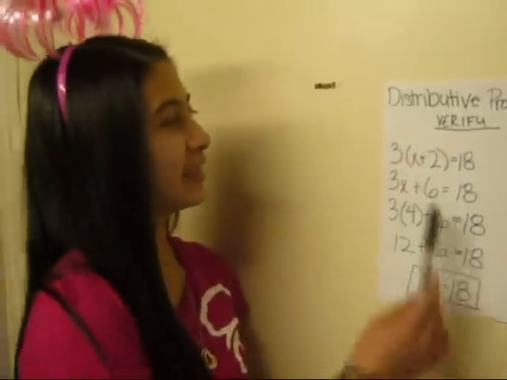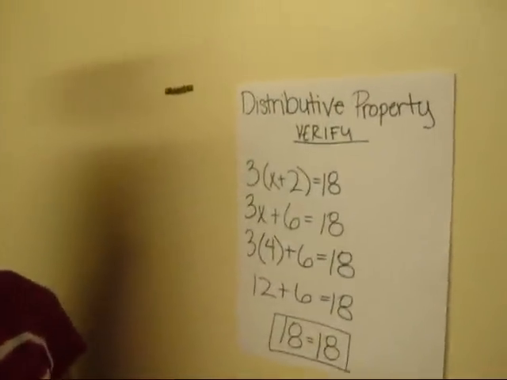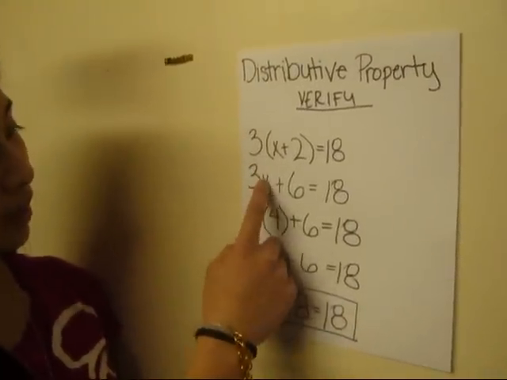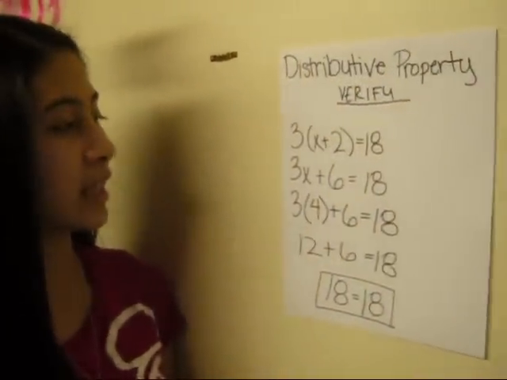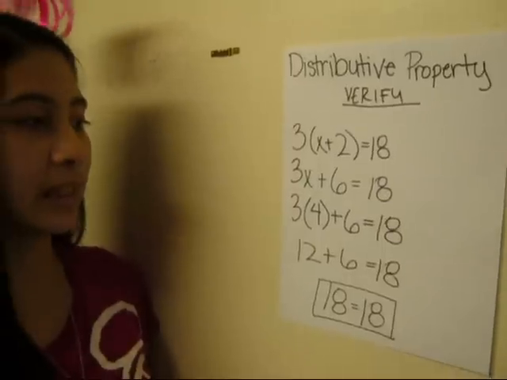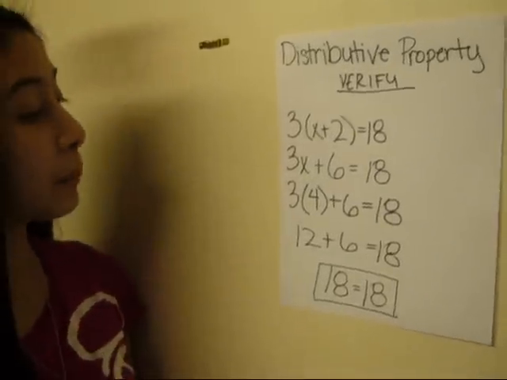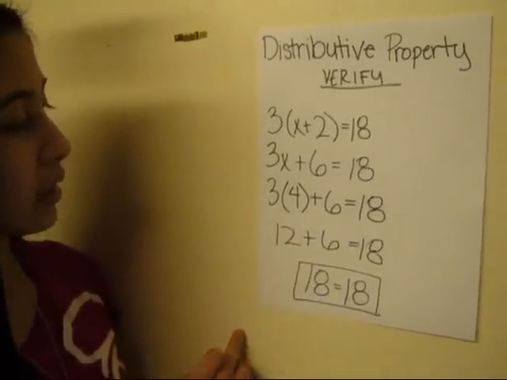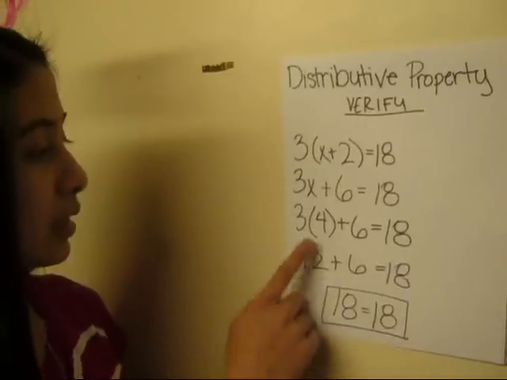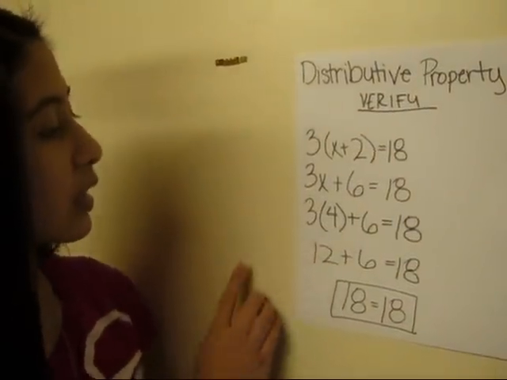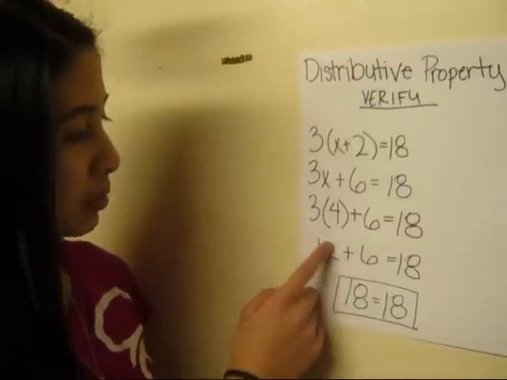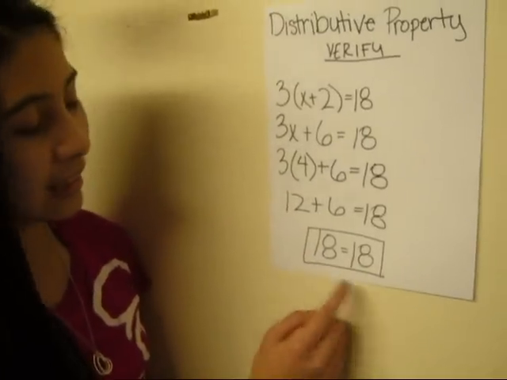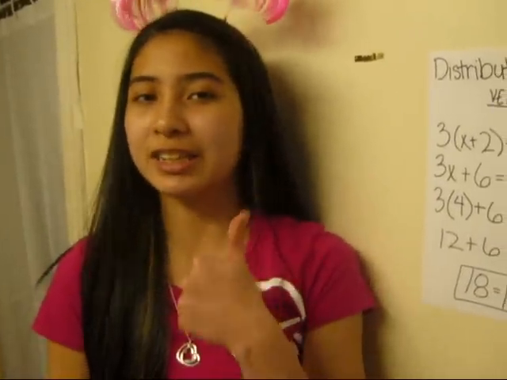To verify distributive property, you have to rewrite the equation. You can write it either way: 3 groups of x plus 2 equals 18, or 3x plus 6 equals 18. It works either way. So you substitute the answer with the variable. In this case, you substitute 4 with the x. So then 3 times 4 is 12, plus 6 equals 18. 18 equals 18, which means we did it right.